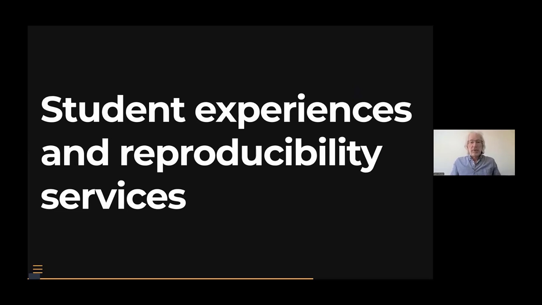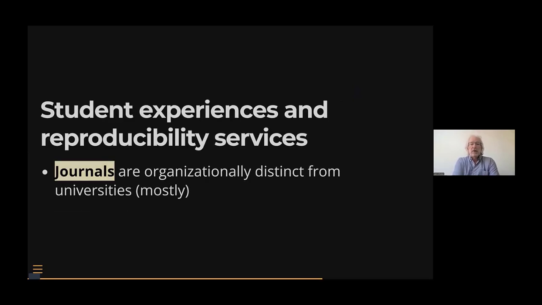So those are students working on actual reproductions. How can we learn from this internship experience and think about where this kind of experience can be embedded within our educational environments? For one, journals are generally organizationally distinct from universities. There are a few journals that are department-level journals, but much of the production activity is still not part of the regular academic activity, right?